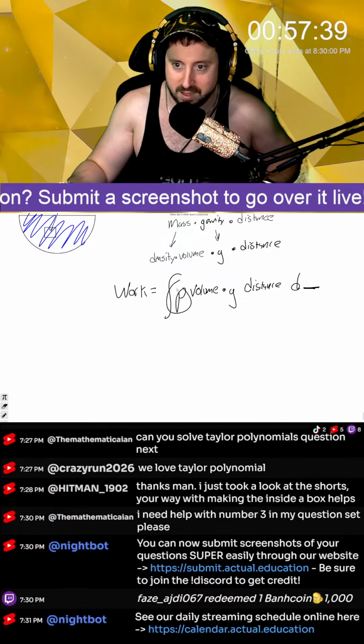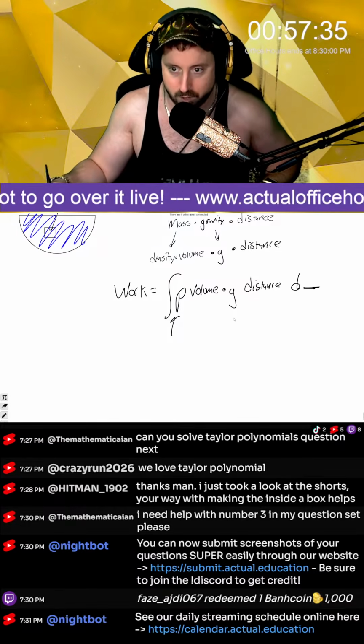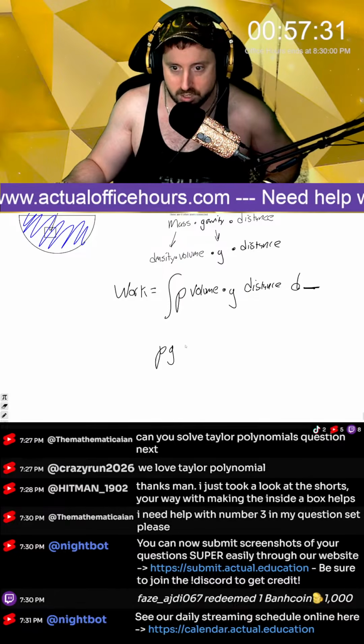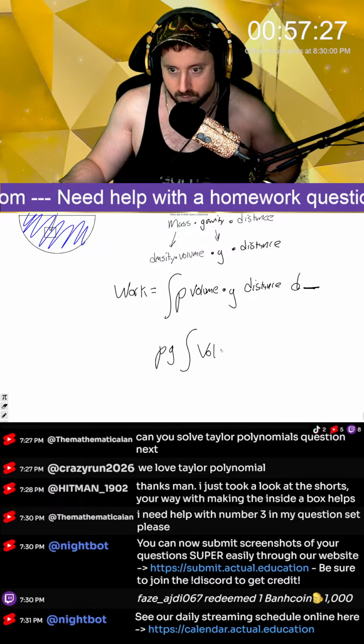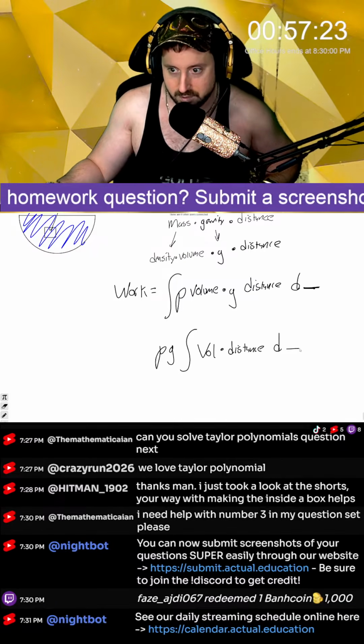So first of all, I can pull density and gravity out because those things are constant. The density of water is the same everywhere in the trough. Gravity is the same everywhere. So I'm going to have rho g times the integral of volume times distance, and then d something.